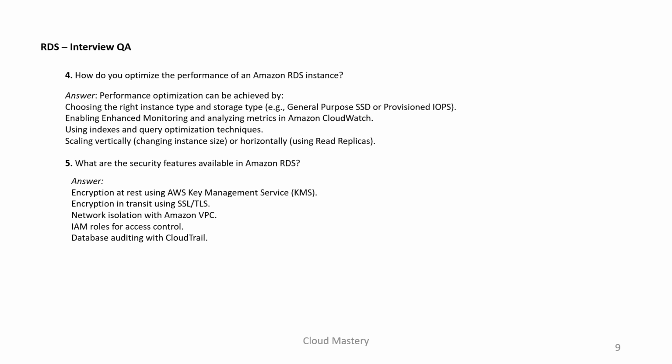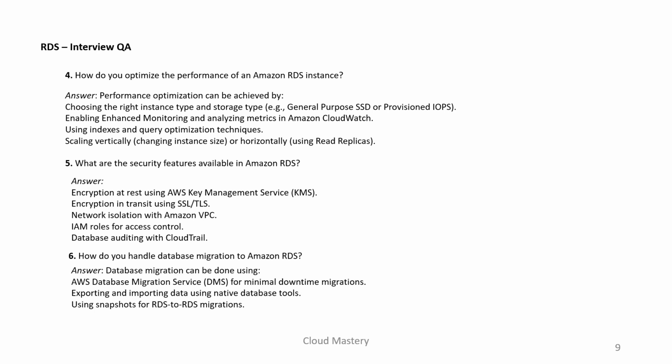Also we can isolate our networks using a VPC. Also you can provide limited access as per the requirement using IAM roles, and we can enable auditing features in CloudTrail with respect to the database. So that is the way we can cover these security elements and answer the interviewer. Next question: how do you handle database migrations to Amazon RDS? You can say there is a service, DMS, the Database Migration Service, and we can use that service for any kind of migration to RDS.